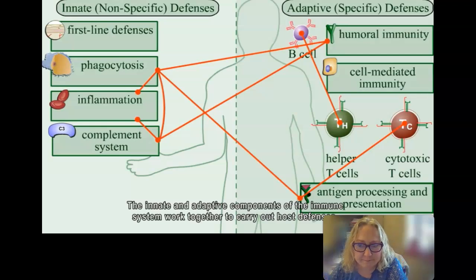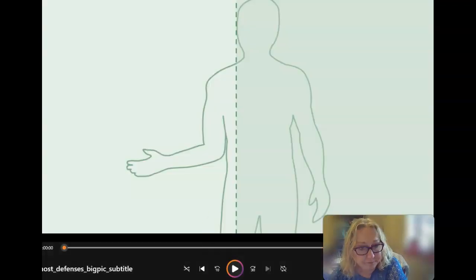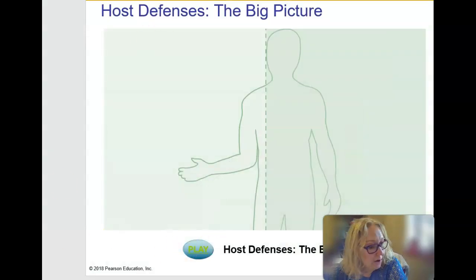The innate and adaptive components of the immune system work together to carry out host defenses. That's what you're going to have to create for the assignment, for the group assignment. Okay, let's get rid of that real quick.